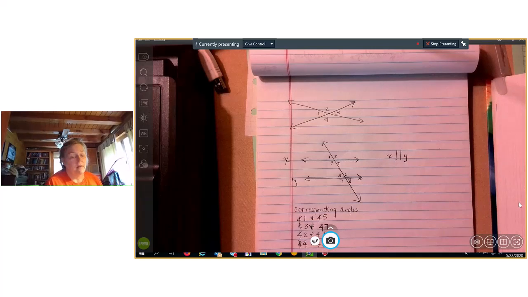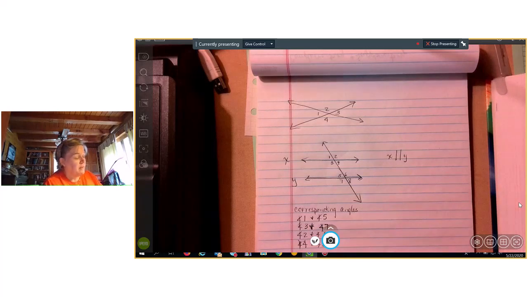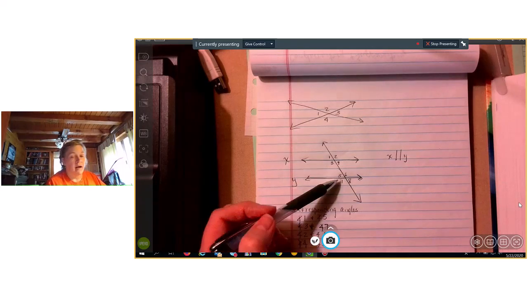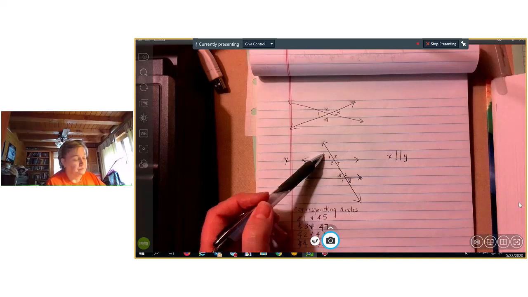Now the one thing about these, because X and Y are parallel, and these are called corresponding angles, that means that they're also congruent. So I can say that angle 1 and angle 5 are equal to each other. They have the same measurement.